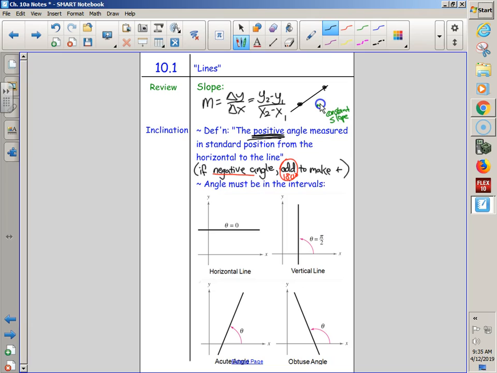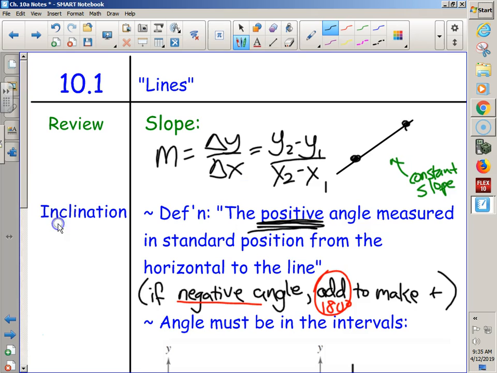Because when we're talking about lines, lines go on forever. We actually don't care whether we're talking about, for instance, a first quadrant angle or a third quadrant, or second quadrant or fourth quadrant. It's okay. I'll show you down here with the lines. Here's some examples of inclinations.